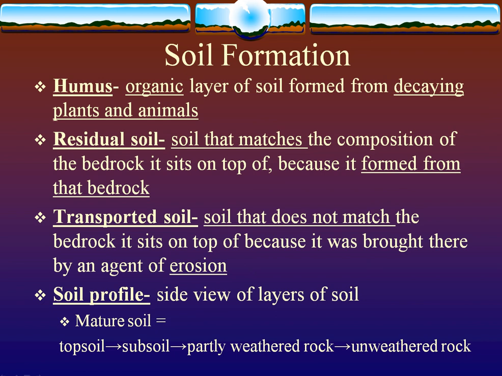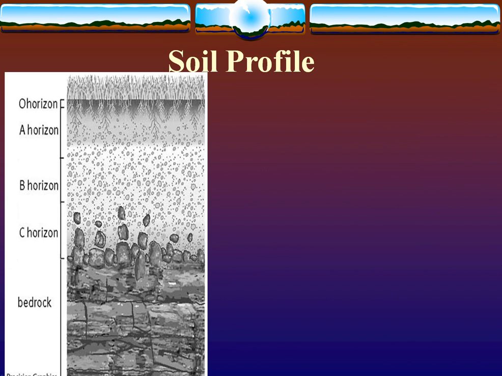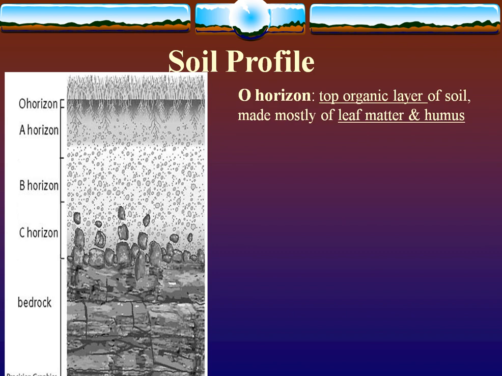A soil profile is the side view of the layers of soil because soil does tend to form in layers. And this is a typical ideal soil profile. O at the top, and then A, B, C, and D horizon, which is also called bedrock. The top horizon is the O horizon, and it's what farmers really want and gardeners. It's the top organic layer of soil made mostly of leaf matter and humus.